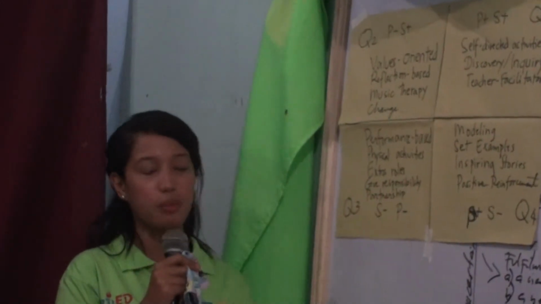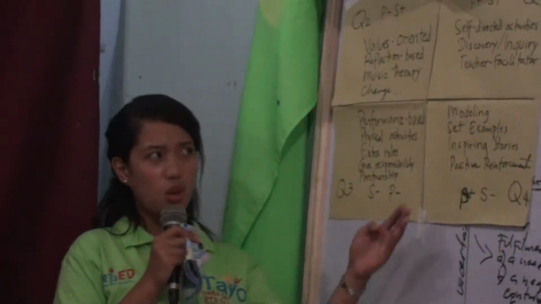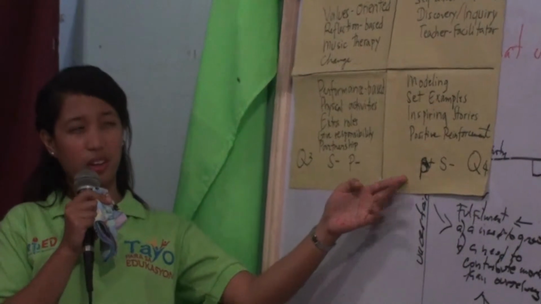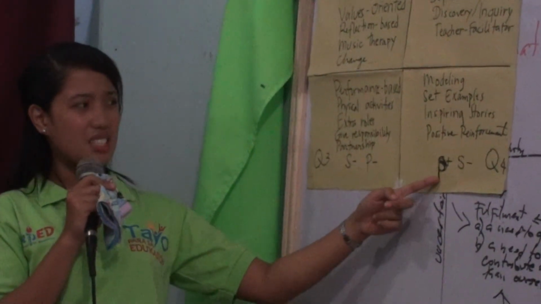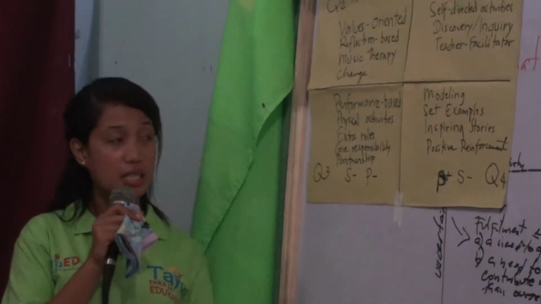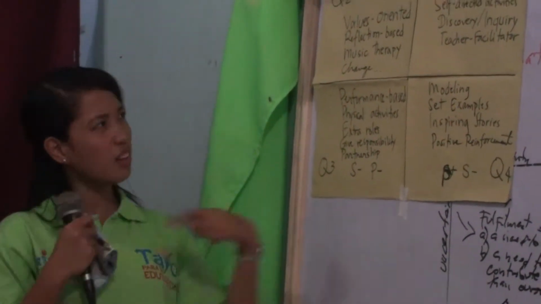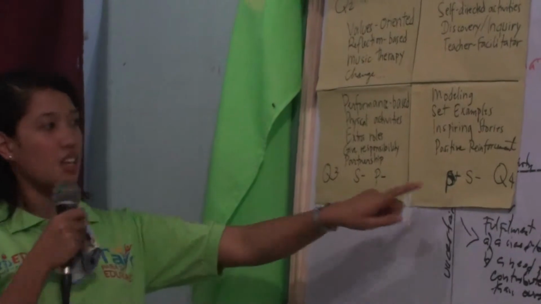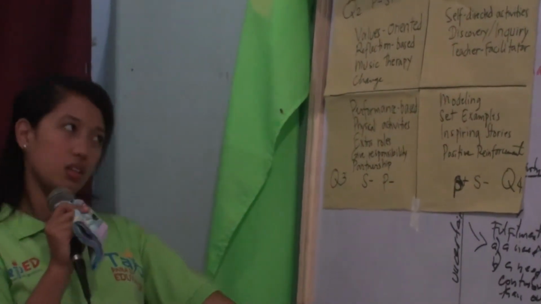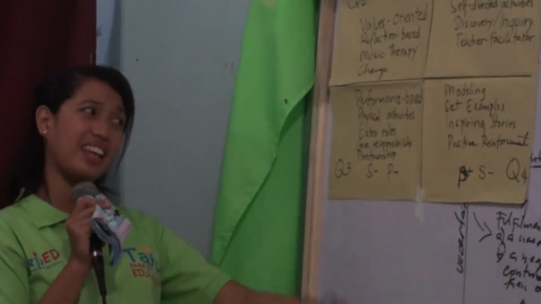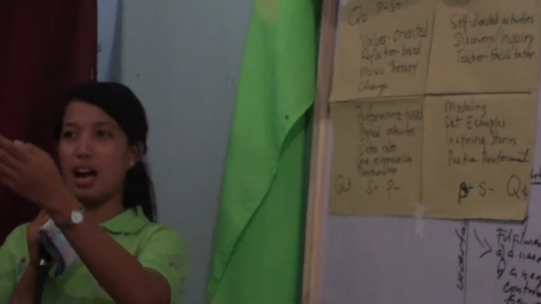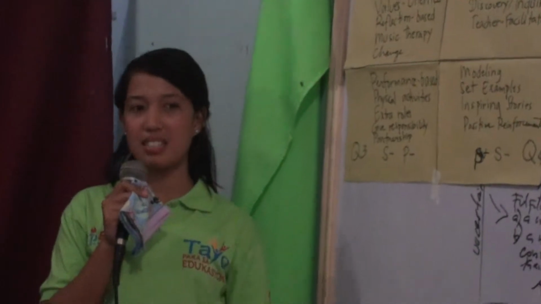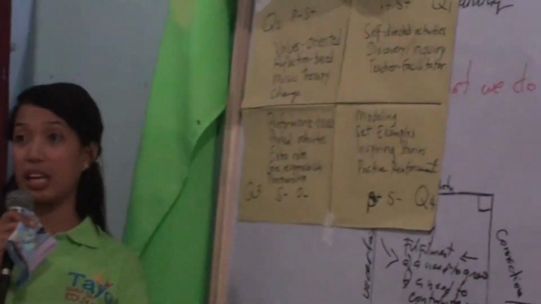Okay, and lastly, we have the quadrant 4. So for quadrant 4, positive personal needs but negative spiritual needs. So, yes, positive personal and negative spiritual. So we can do modeling. So according to Sir Sanopa, we can cite examples of great people today.